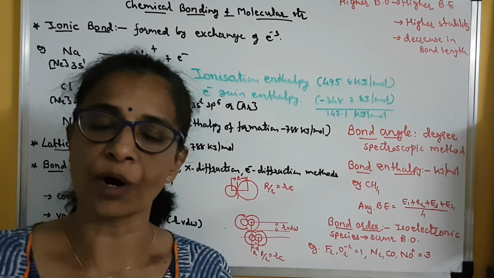Clear? So one process is endothermic and the other process is exothermic. Now the sum of these two enthalpies can be responsible for deciding stability of NaCl crystal. So if we take the sum, then it is found to be 147.1 kilojoule per mole, which is again a positive value. Positive enthalpy means endothermic. This much energy is absorbed when NaCl crystal is formed. We can say that. Clear?